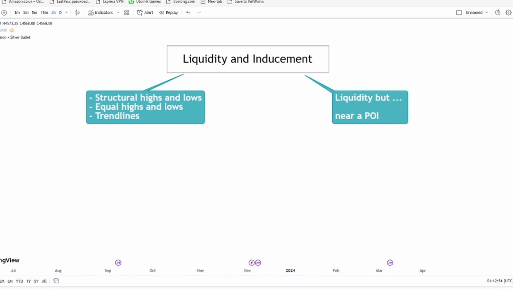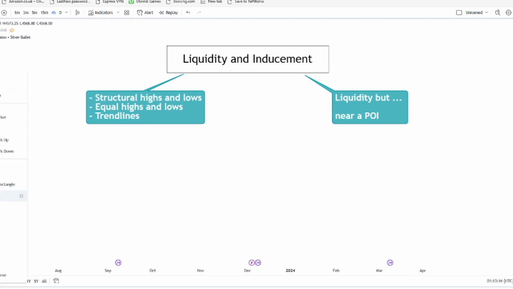So simply put, liquidity exists everywhere, right? Liquidity is essentially the fuel of the market, or the food of the market, however you want to see it. We see liquidity in the three main forms as listed here on the screen. We've got structural highs and lows, we've got equal highs and lows, and we've got trend lines, right? So simply put, liquidity exists everywhere because these three things exist everywhere in every form.